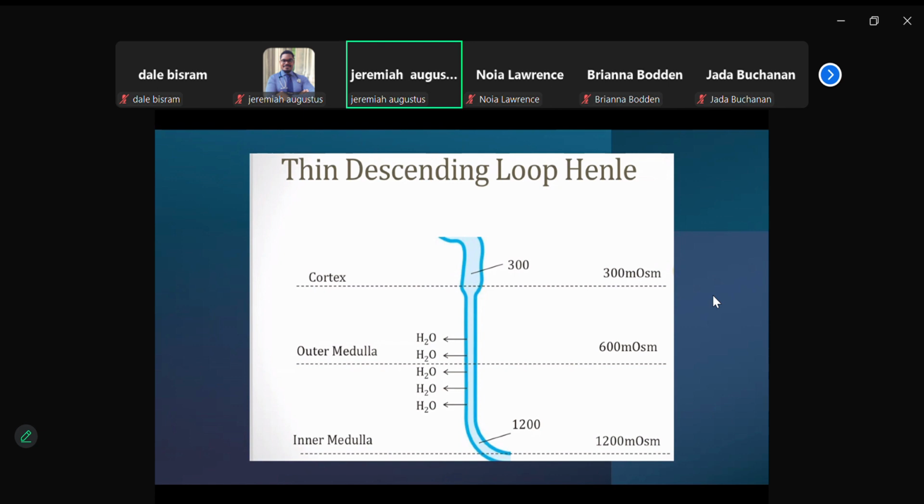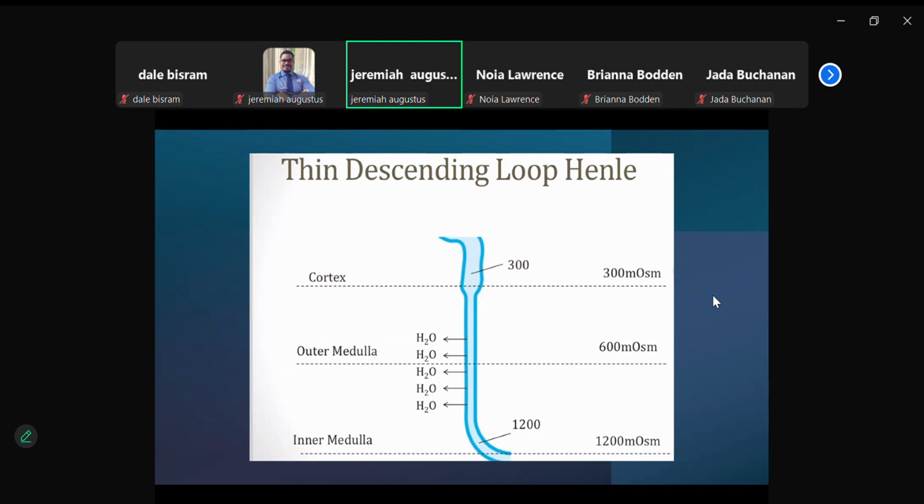I was waiting for somebody to say it. This is how we concentrate. When you don't drink water every day and you pee yellow, thank God for your loop of Henle. Thank God for your loop of Henle. That is what is doing that. It's concentrated, it's taking out all of that water to reabsorb it.